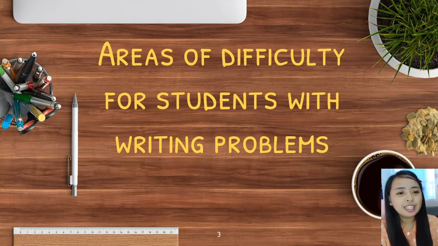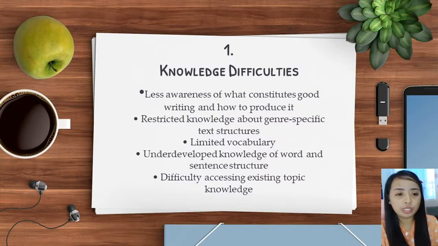So now, we will be discussing the areas of difficulty for students with writing problems. First, the knowledge difficulties. It involves less awareness of what constitutes good writing and how to produce it. So the students do not know what good writing is, and of course, because of that, they do not know how to produce good writing. They are less aware of what really good writing is.